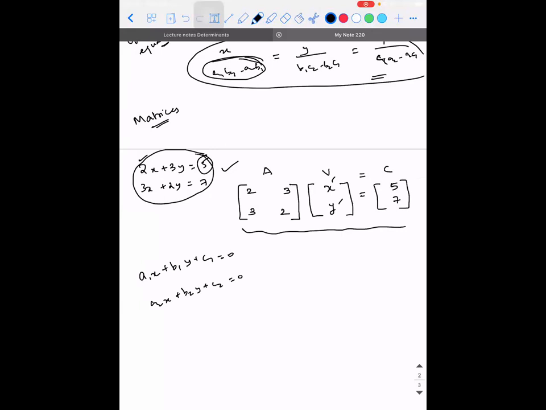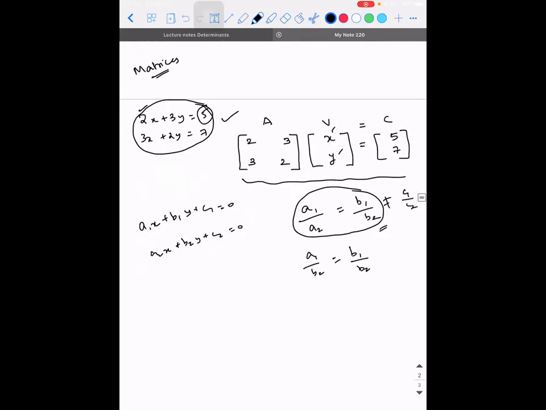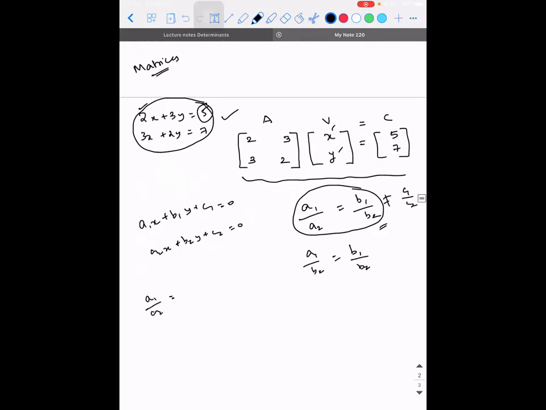What should be the mathematical condition? The ratio of the coefficients should be equal. A1 by A2 should be equal to B1 by B2, and not equal to C1 by C2. Yes, that's right. So if I take these two terms alone, A1 by A2 is equal to B1 by B2. Now I'm doing a cross multiplication between them: A1 B2 minus A2 B1 is equal to 0.